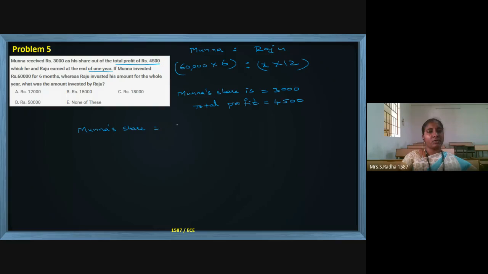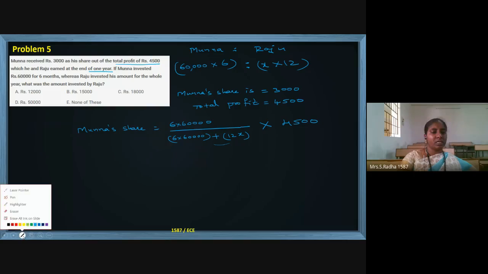It is the ratio, isn't it? And the ratio, if you see, is 6 into 60,000 out of the total money, which is 6 into 60,000 plus 12 into x, into the total profit 4,500. This is the method how we calculate Munna's share.